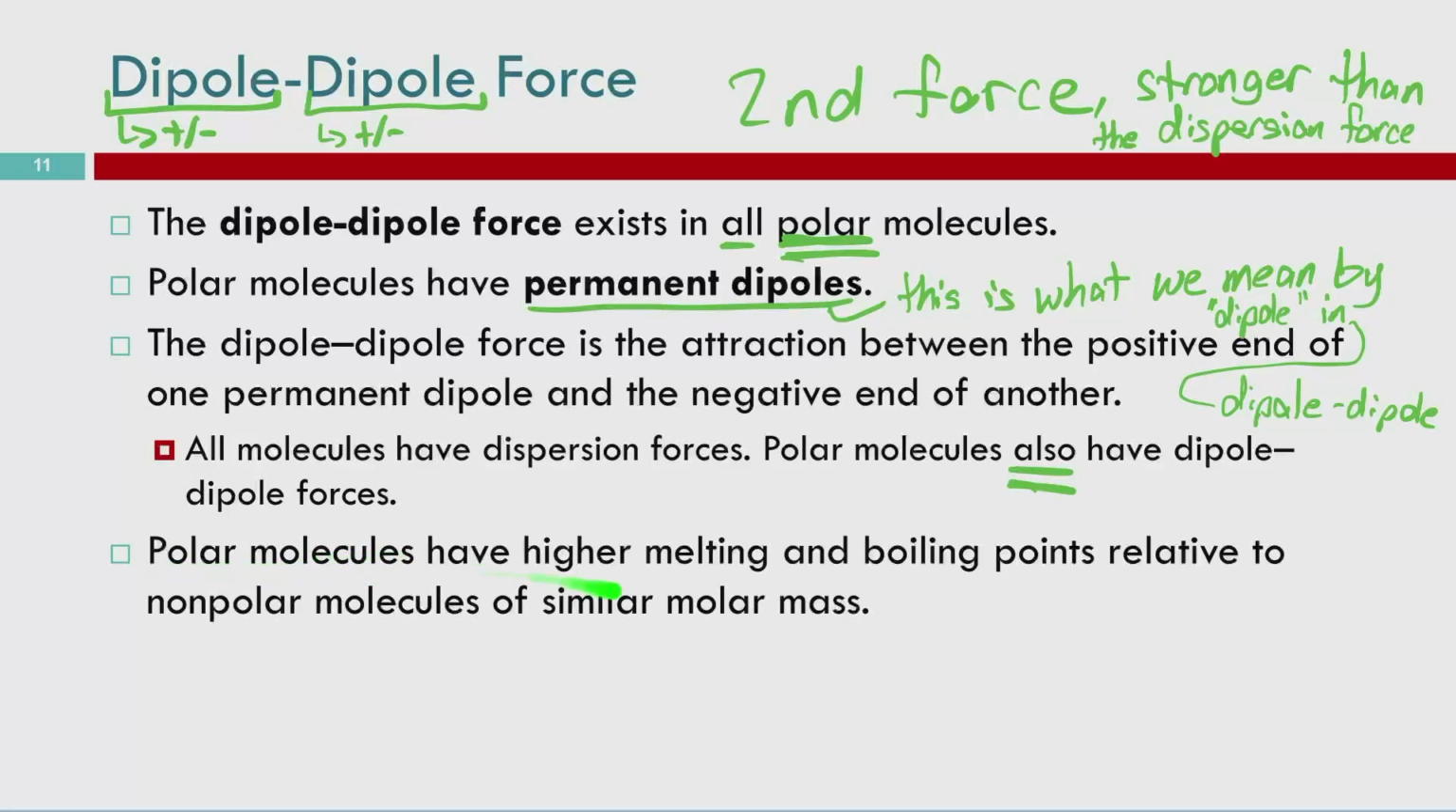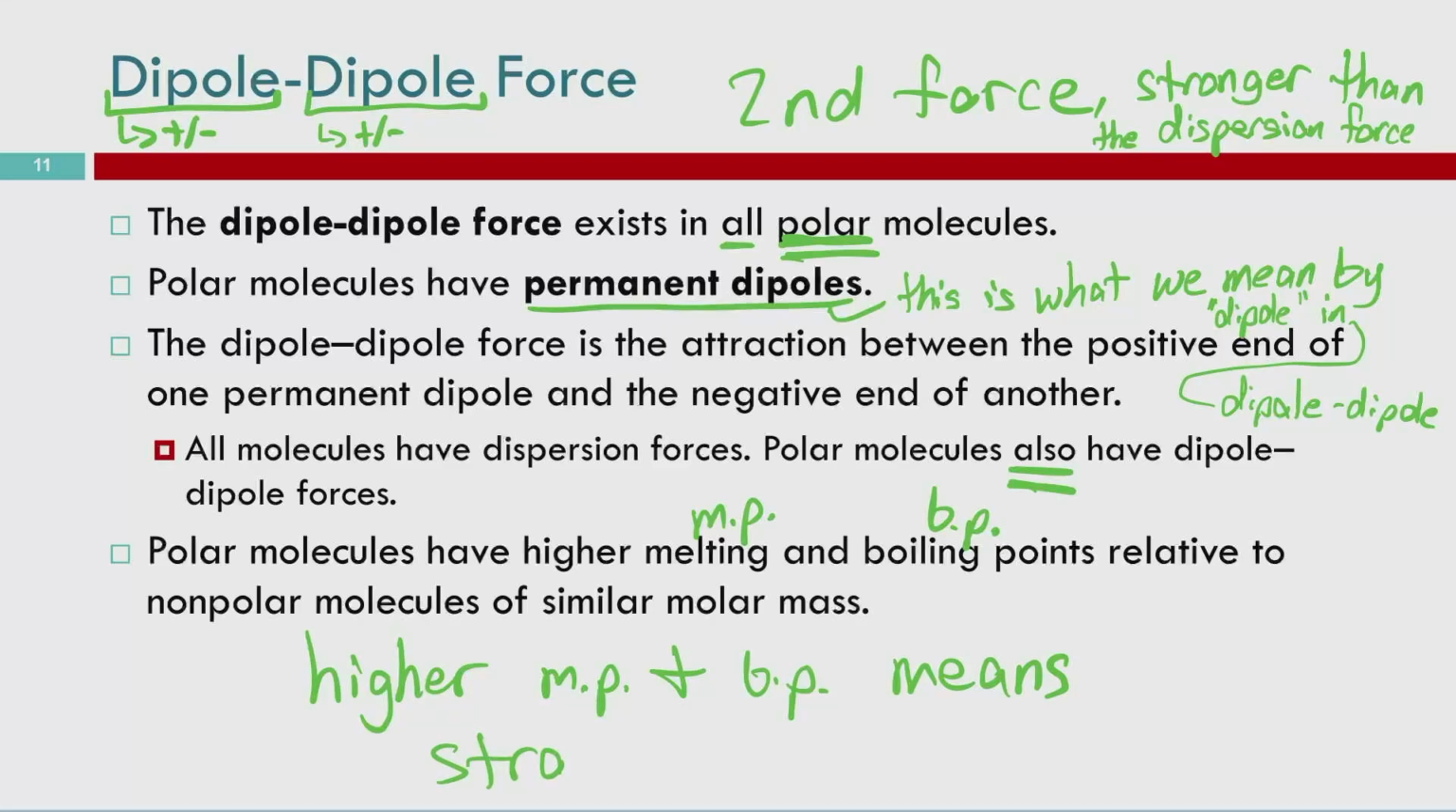So polar molecules generally have higher melting and boiling points relative to nonpolar molecules of similar molar mass. So we're thinking of boiling point and melting point. The higher the number is, the stronger the forces are. Melting point and boiling point being BP. So higher boiling point and melting point means stronger intermolecular forces, if we're comparing things that are similar molar mass.